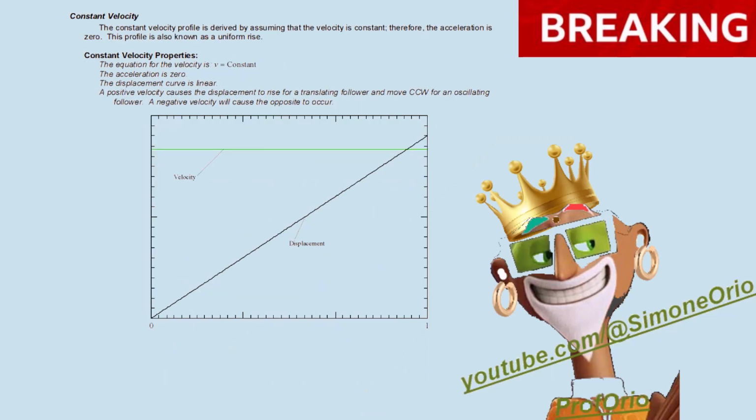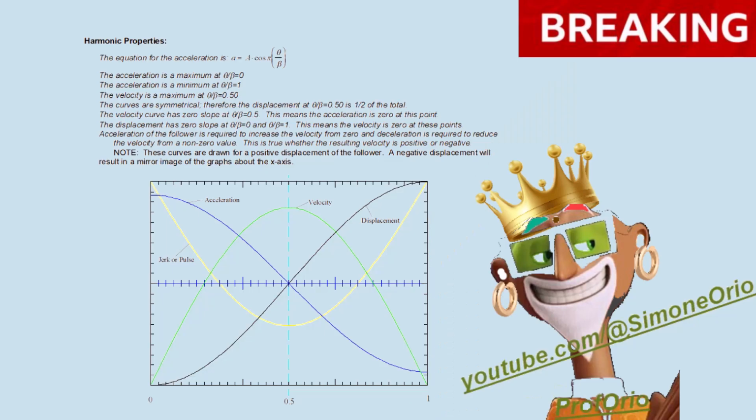The constant velocity profile is a very simple profile with just the velocity being constant and the displacement is a ramp. One thing about this, though, is you have to have something to accelerate the follower to that value of velocity, and you have to have something to decelerate that from that value of velocity back to zero. And this curve, like the cycloid, is symmetrical about the 50% point.